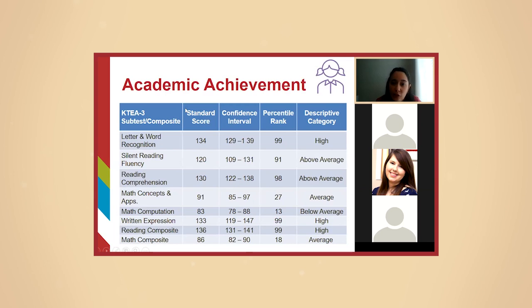So these are her academic achievement scores, using the KTA. We have the different subtests here. Letter-word identification, 134. So she is in the high range. Remember, 85 to 115 is the average, so that's very high. She got 134. She was a very strong reader. Silent reading fluency, 120, which was above average. Reading comprehension, 130. And then we have math concepts and applications, 91. Math computation, 83. Written expression, 133, so that's high. The reading composite, adding all of the reading scores together, she got 136. So that was high, because again, reading was very good for her. And the math composite was 86.